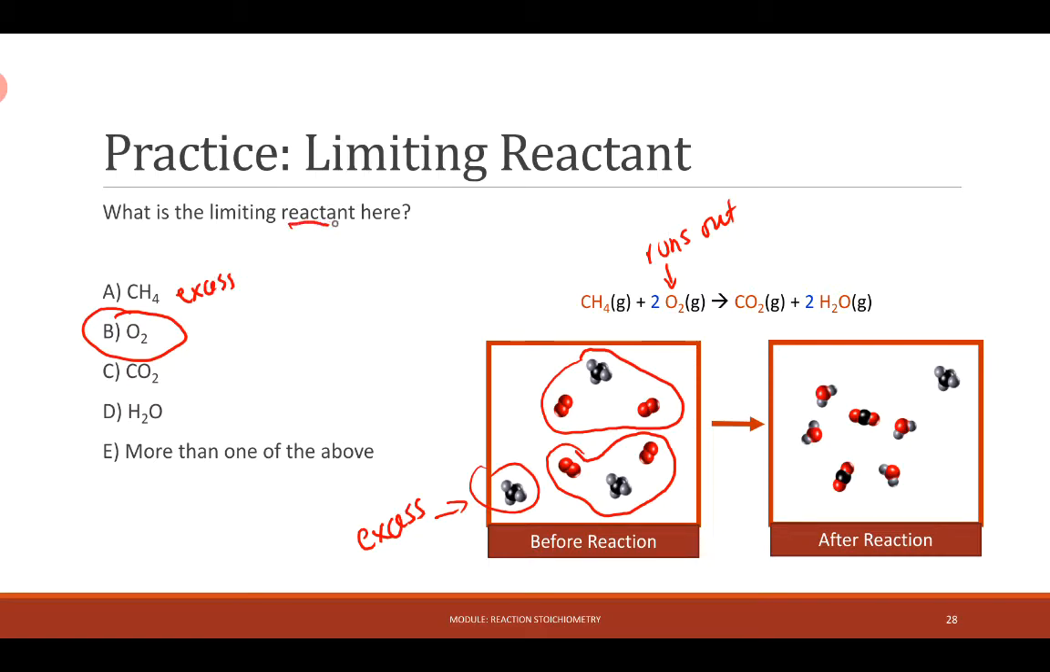When it is asking for the limiting reactant, you can at least narrow down your answer choices by eliminating the products. Remember that reactants are on the left-hand side. So you at least have to pick from one of the reactants.